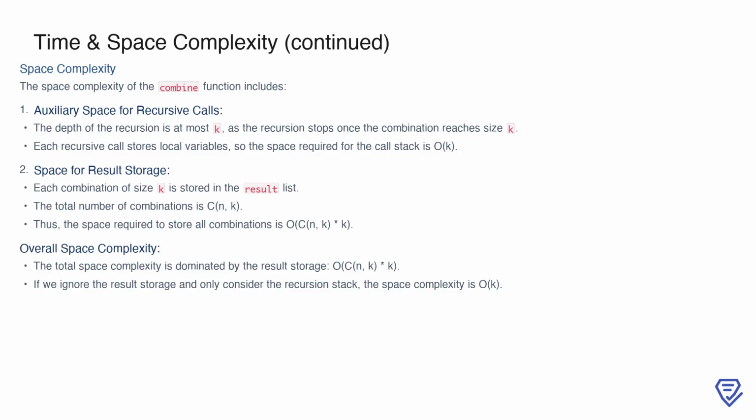Second, we must account for the space needed to store the combinations in the result list. Since there are C(n, k) combinations, and each combination contains k elements, the total space required for result storage is C(n, k) * k. Therefore, the overall space complexity is dominated by this result storage, making it C(n, k) * k. However, if we focus only on the recursion stack and disregard the storage, the space complexity reduces to k.